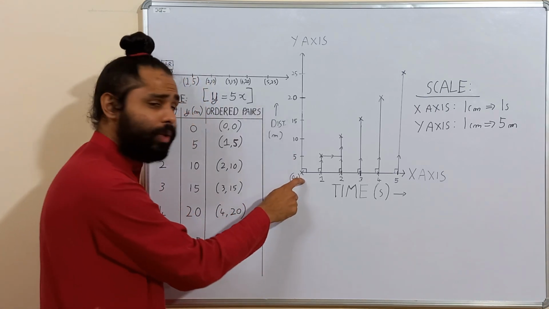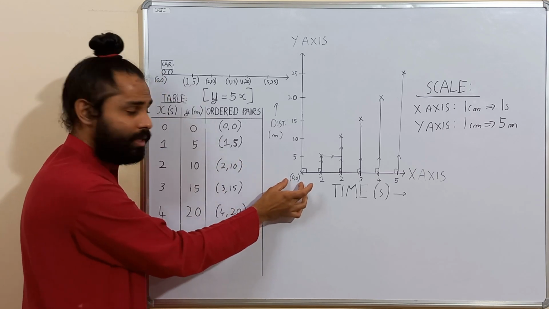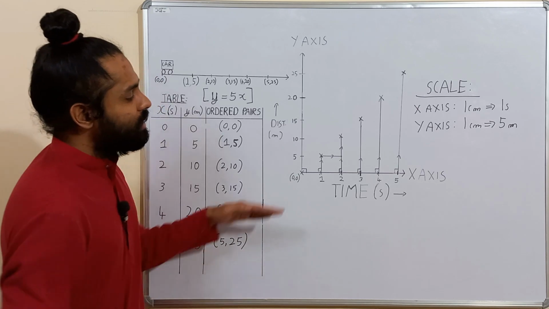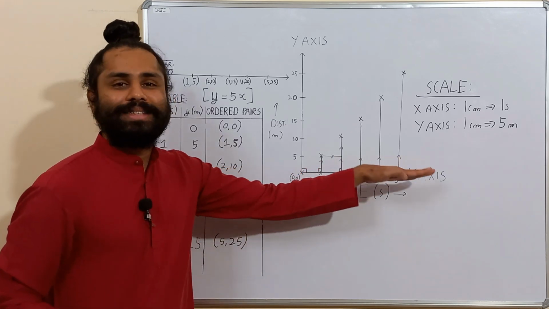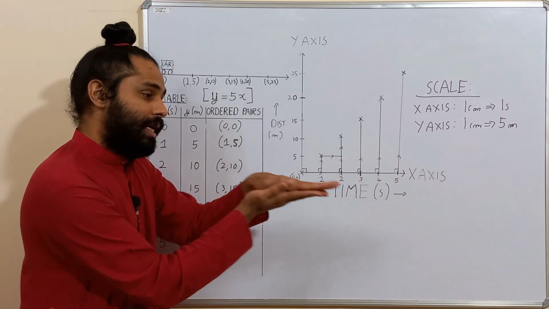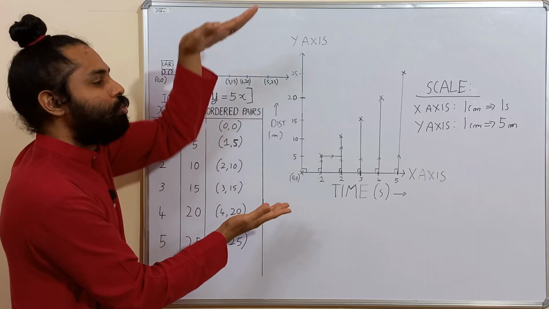We'll start from where we were. We were at the origin. Now what we do, we need to go from 0, 0 to 1, 5. So the first thing that we'll do is we'll decide to move along the x-axis, that is along the time axis. So we move along the time axis, and when we move along the time axis, we lock the distance. We don't move up and down.